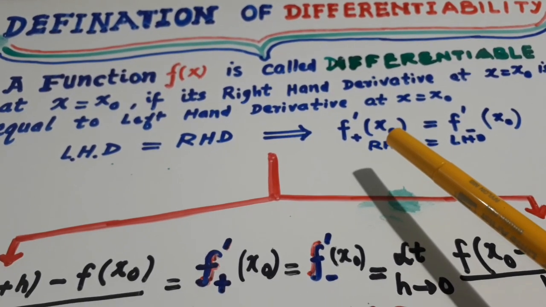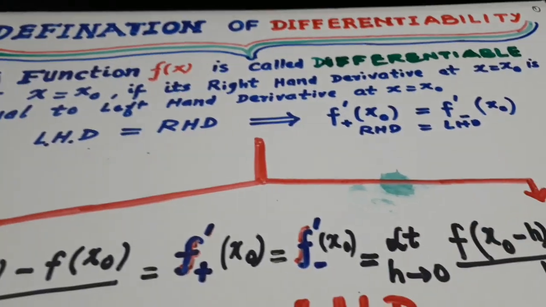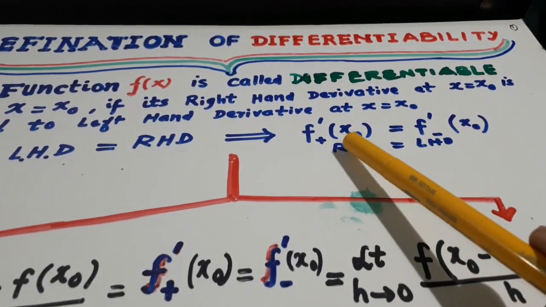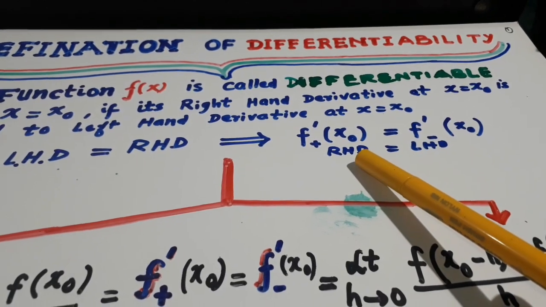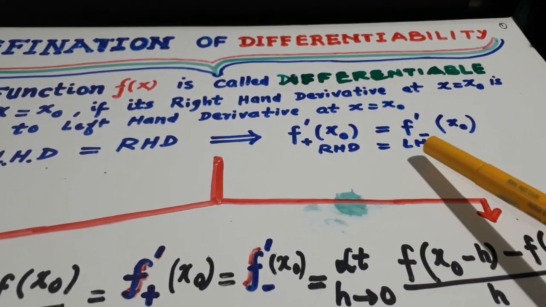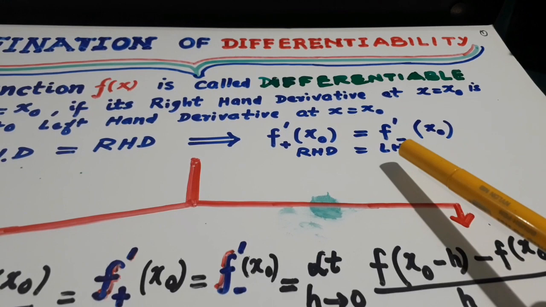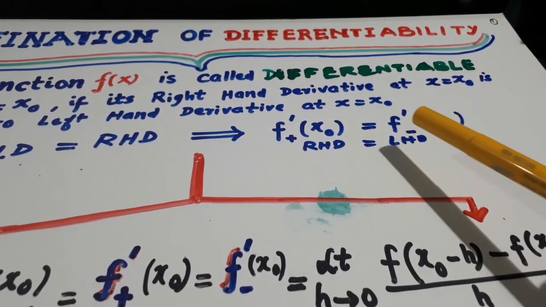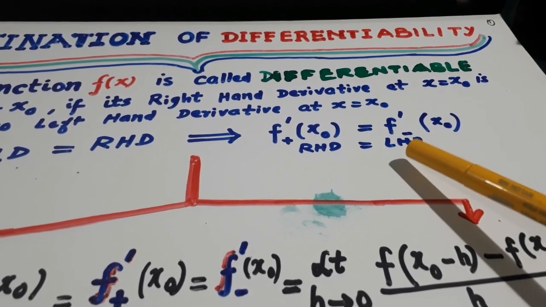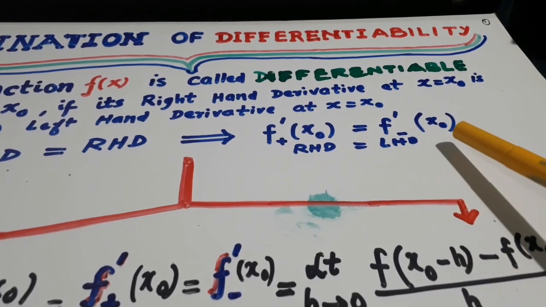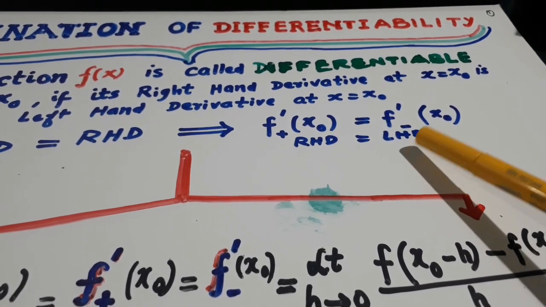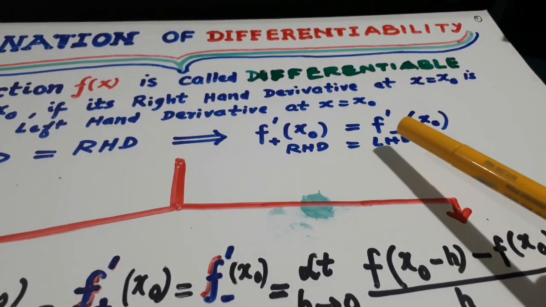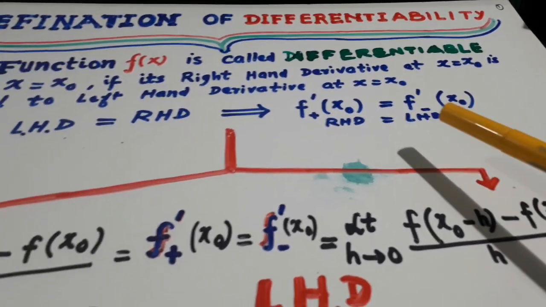The interval is, a point is x0. On the right side of x0, it will be plus. x0 से ज़्यादा होगा. This is right hand side. And left hand side में क्या होगा? कम होगा. माइनस लगा देंगे. f dash x0. This is the left hand derivative. So we have to put minus sign.